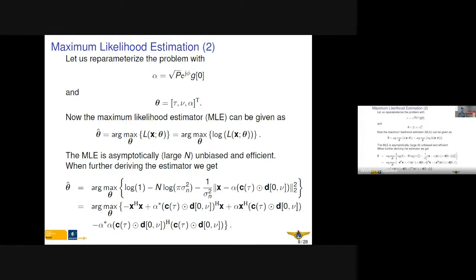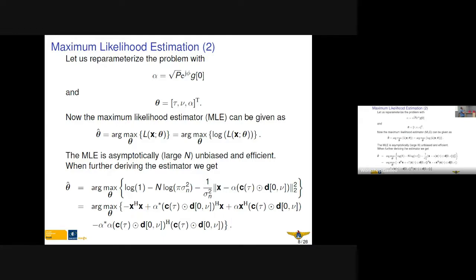And then the parameter vector theta, we can rewrite this as tau, nu, and alpha. So we now have 3 parameters, while alpha is a complex parameter. Now the maximum likelihood estimator can again be given by maximizing the likelihood with respect to theta, and from this we get the estimate theta hat. Instead of maximizing the likelihood, we can also maximize the log likelihood, or in our case we can use the natural logarithm. This facilitates the formulation of the problem a lot.